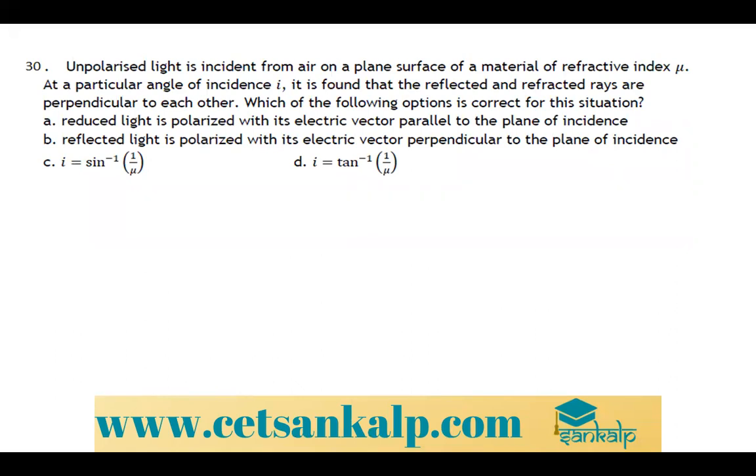Unpolarized light is incident from air on a plane surface of a material of refractive index mu, they have taken, we generally take it as n. At a particular angle of incidence, it is found that reflected and refracted rays are perpendicular to each other. Correct, it is perpendicular to each other. Which of the following options is correct for this situation?